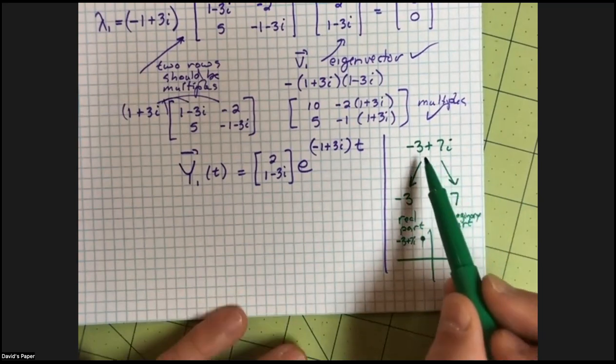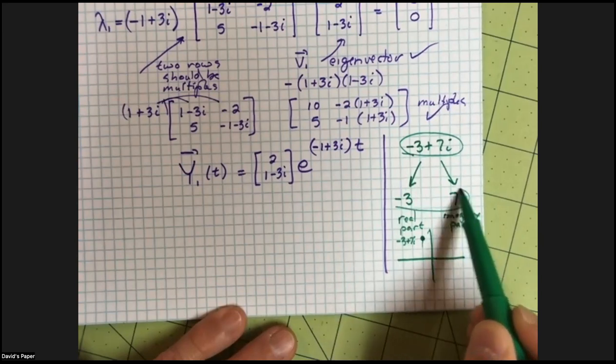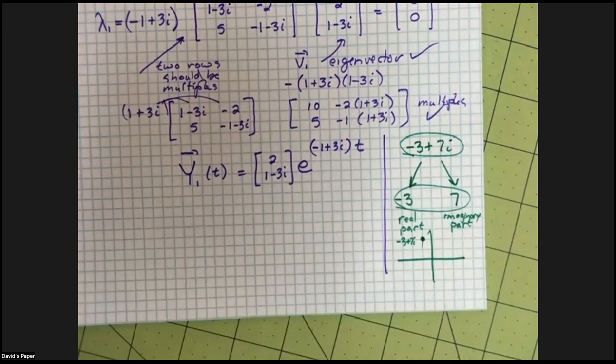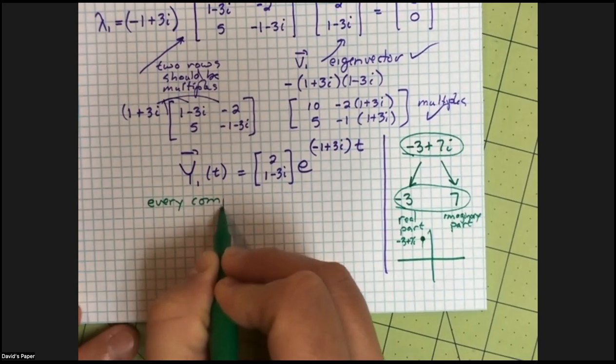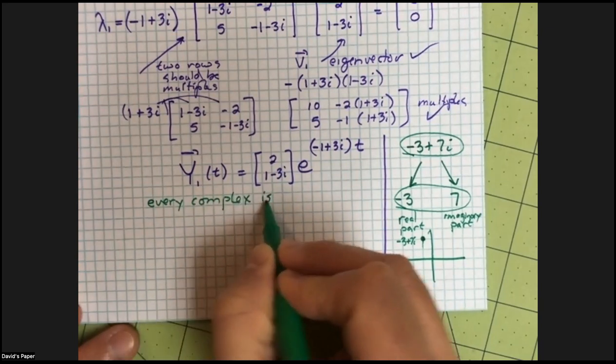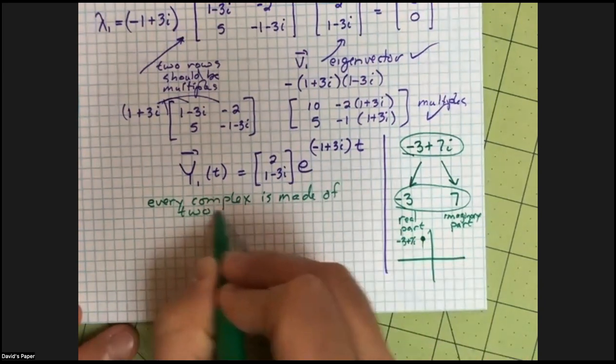So here's the solution to our problem. Every complex number is made out of two real numbers. So if I remind you of a certain identity from your trigonometry class, and I do some careful multiplying, what I'm going to learn is that every complex function is made of two real functions.